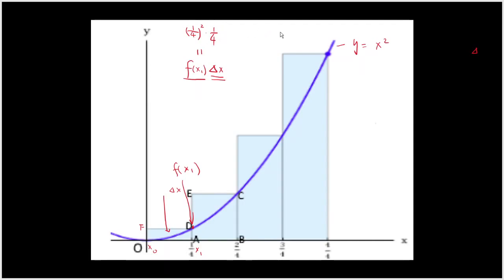Okay. Anybody want to tell me the area of the second rectangle? I mean the area of ABCE. You look at this one. You could try to tell me the answer in two ways. One way is to use the general formula. The other way you could tell me the answer.